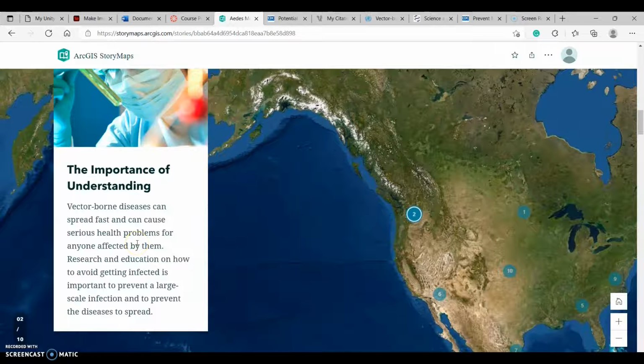The importance of understanding: vector-borne diseases can be spread very fast, especially in very heavily populated areas. Being able to research where the diseases come from, what animals spread them, what animals are more likely to carry this disease, how the disease affects humans, how we can prevent this, and how we can treat it, all of these are going to really help us prevent large-scale infection and large-scale spread of the disease.